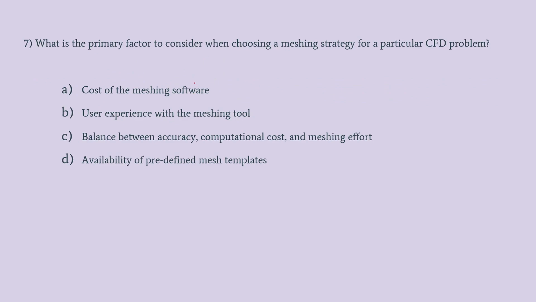Next question. What is the primary factor to consider when choosing a meshing strategy for a particular CFD problem? So this question is about consideration on how to mesh. Options are, option A, cost of the meshing software. Option B, user experience with the meshing tool. Option C, balance between accuracy, computational cost, and meshing effort. Option D, availability of predefined mesh templates. You can try to answer the question.